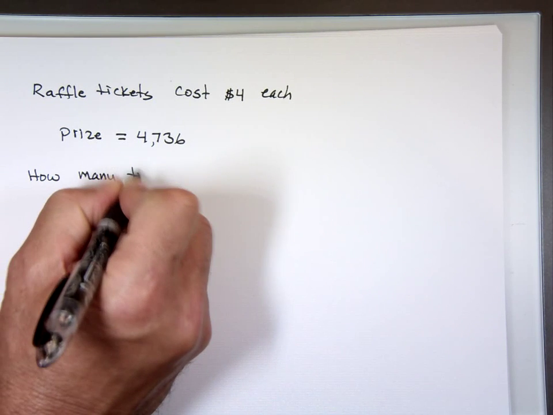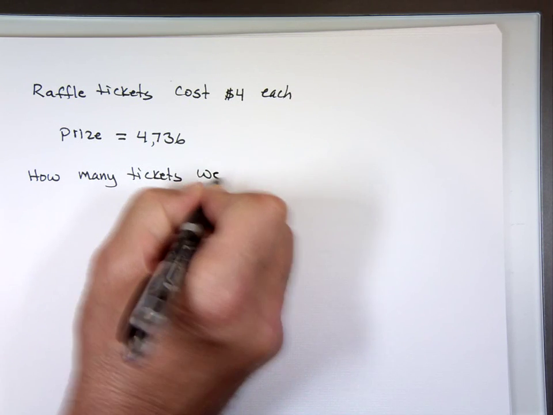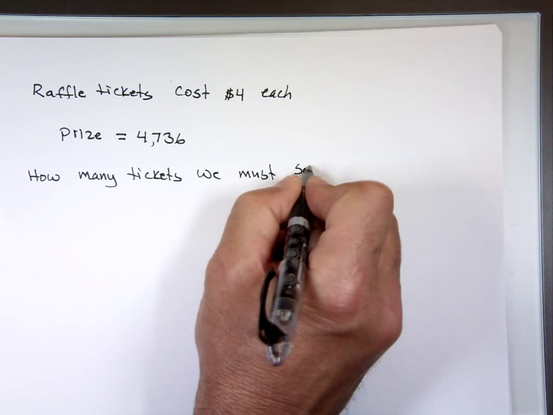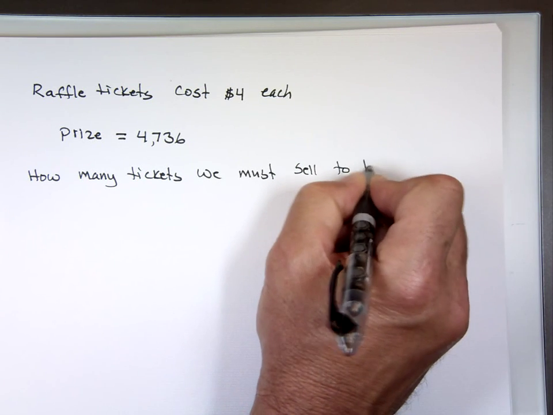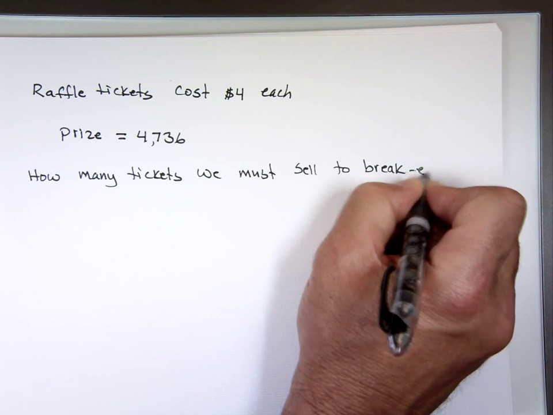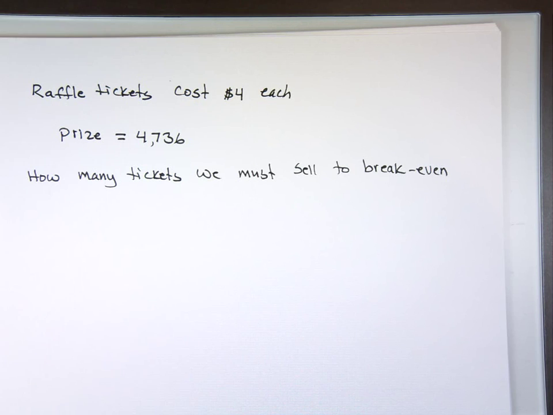How many tickets must we sell to break even? Just to break even, no profit. Break even means you're not making any profit. You're just going to pay for the cost of the prize. So I'm not going to lose money, and anything after that is profit for us. That's how we look at it when we do a raffle.